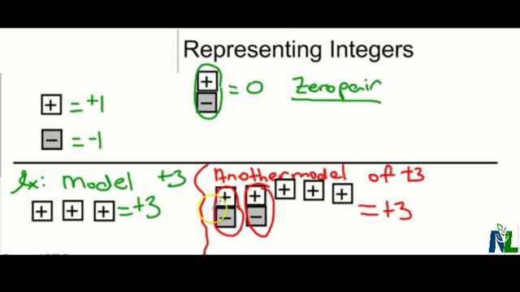So if you look at it, I could have any number of zero pairs here, as long as I got 3 of those excess or extra positive tiles left over, then I know I've modeled positive 3.